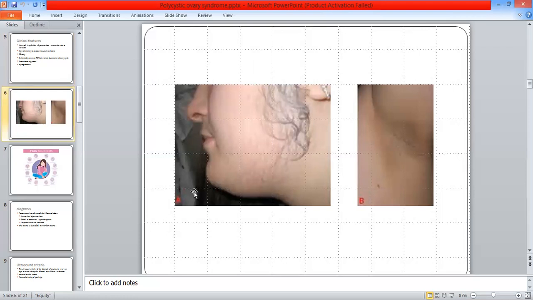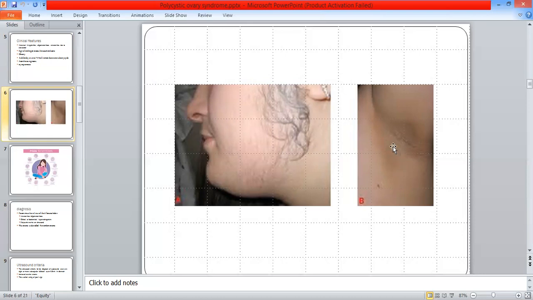Now, this is a picture showing a patient with polycystic ovary syndrome. They have increased hair growth on the chin. Some patients present with male-type hair on their face. This hair growth also has staging, but the stages are not much important at this level.